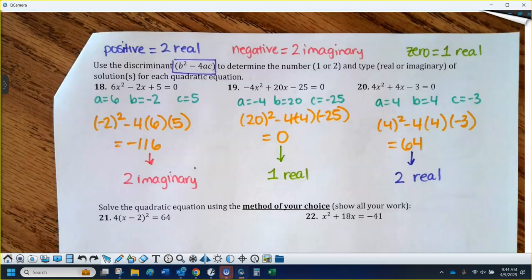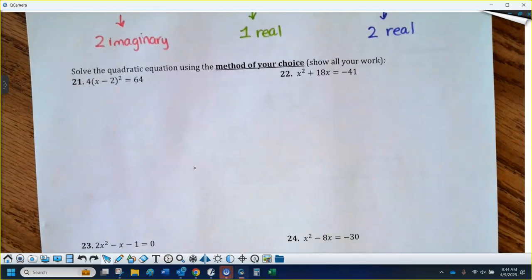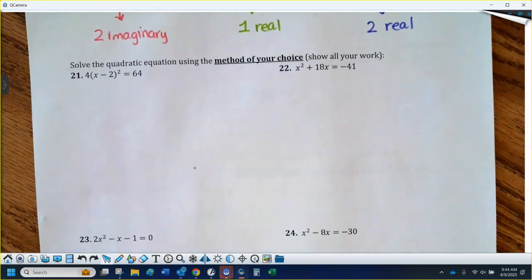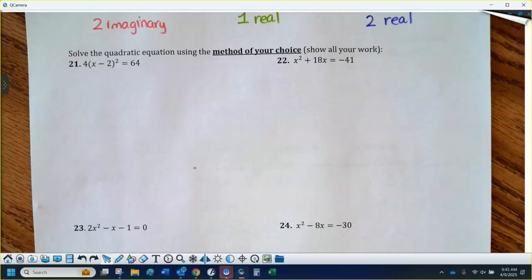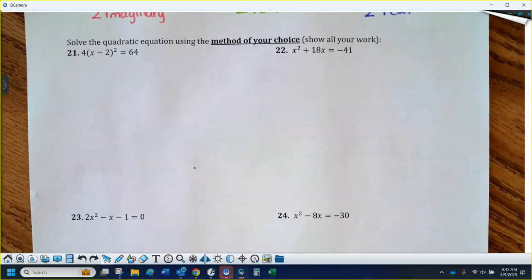Is anybody having a question? Okay. Now, the rest of these are just quadratic equations, and it says you can pick how you want to solve it. So we've got several options. We could do square roots, we could complete the square, we could do quadratic formula. It's totally up to you. I would say maybe a couple of these, there might be a method that might be a little faster than some of the others, but it is truly up to you.